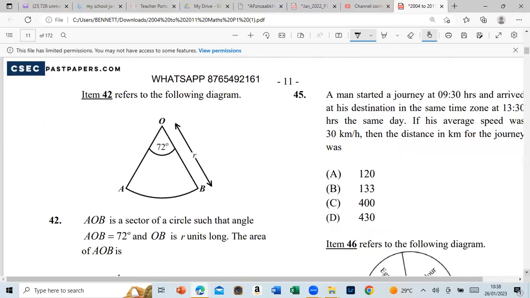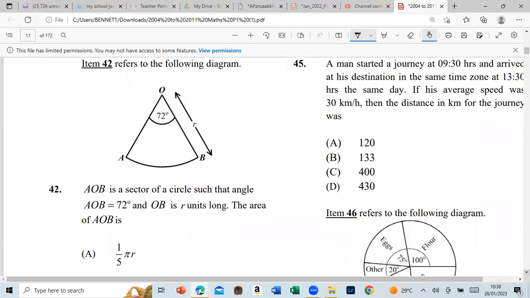Alright, so 42 refers to the following. AOB is a sector of a circle such that angle AOB is 72 degrees and OB is r units long. The area of AOB is, what will be the area for this, guys?